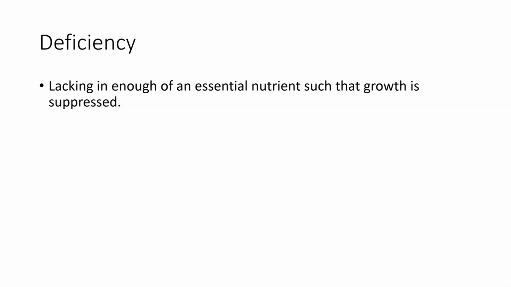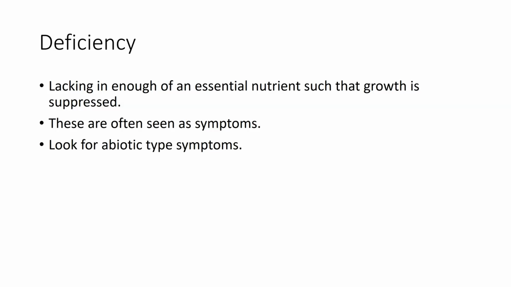A deficiency, so you're lacking in enough of an essential nutrient so that growth is suppressed. When we have a deficiency, there are often visual symptoms that we can see. The more deficient something is, the more visual symptoms you will actually get. When we look at these, we look for abiotic type symptoms, which means rather than looking at very distinctive lesions with modified margins around them, we look for things that seem to be very cut and dry. All of a sudden it stops. We've got a problem in there. There's no gradual change to where the symptom is occurring.